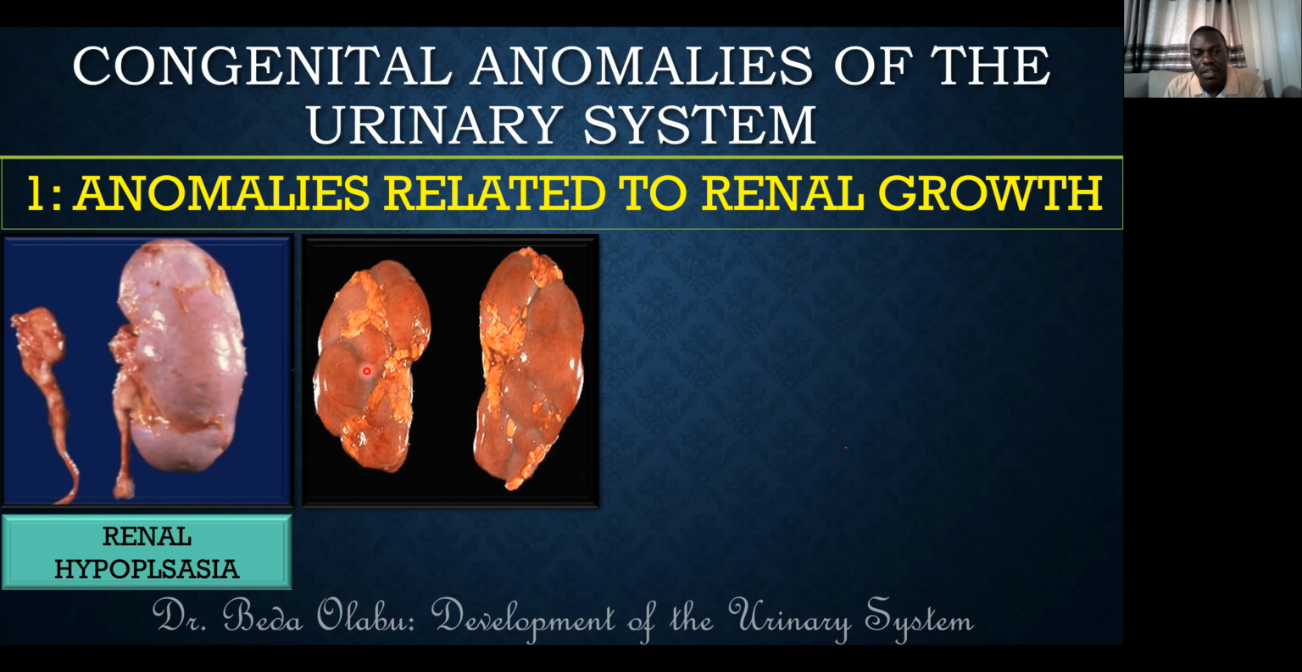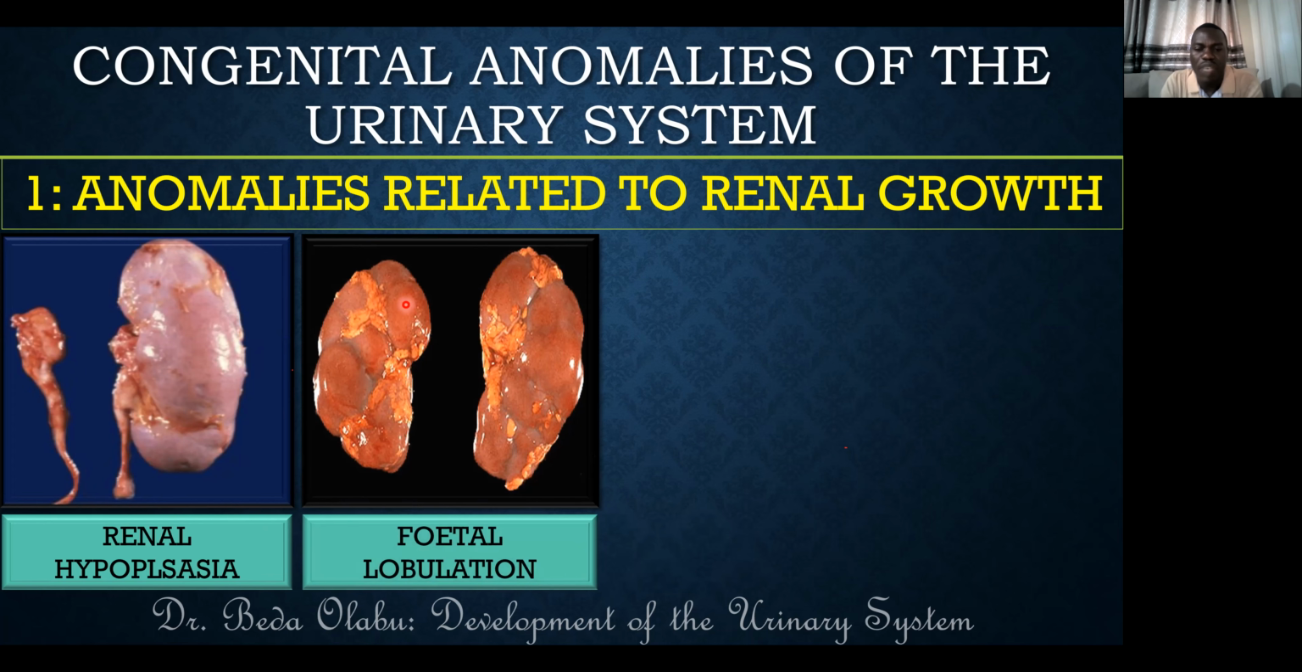So here we see those grooves which show us that this is one lobe, that's another lobe, that's another lobe. So we call this one persistent fetal lobulation. In terms of function, nothing much really. So you may not know that you have it because the kidney is still functional.